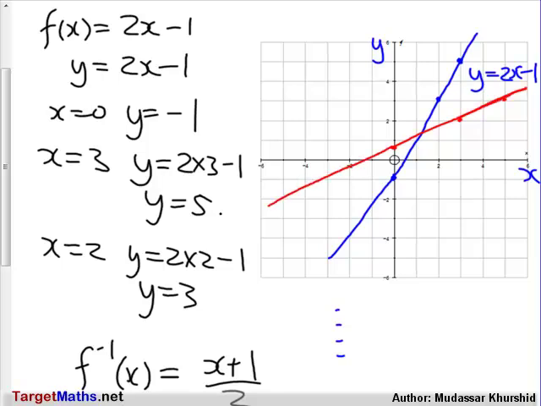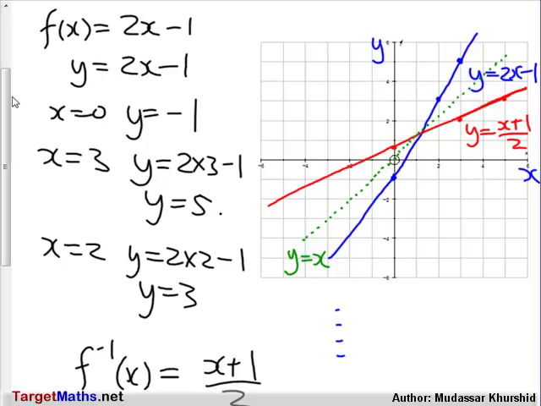What do we notice about these two lines? Well, let's just write the equation of that line down. y is equal to x plus 1 divided by 2. Now, what you notice here is that these actually look like lines which are mirror images of each other. But we need to define where the line of reflection is. So, if we draw the line y is equal to x, you will see that these two lines are reflections of each other along the line y is equal to x.